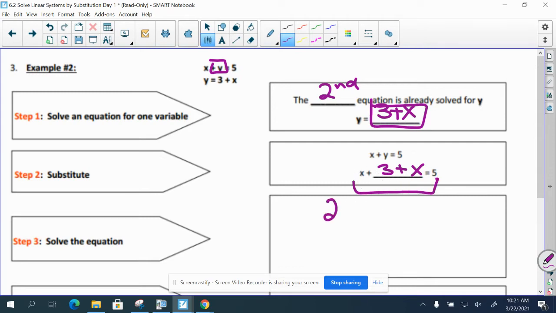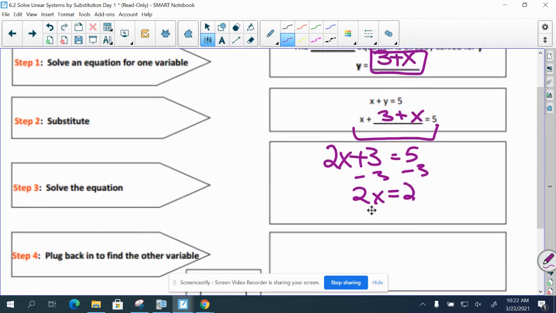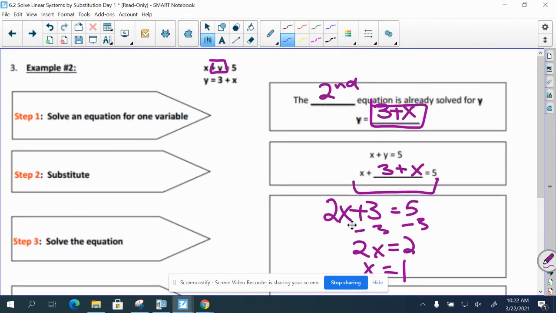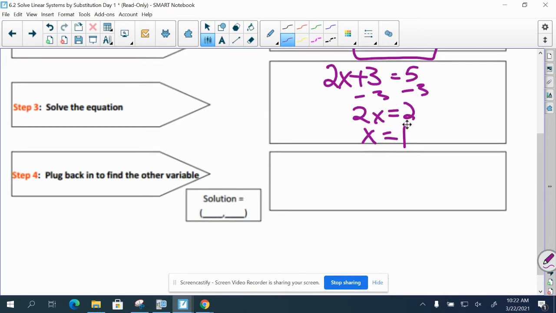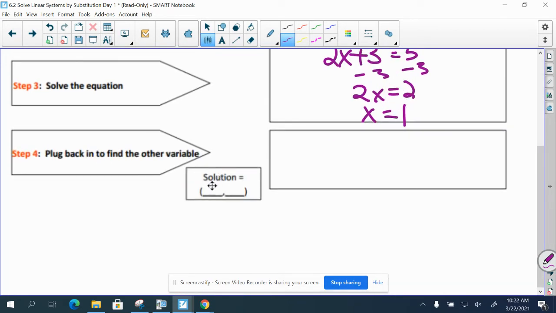So that would make 2x plus 3 equals 5. Subtract 3 on both sides, and you get 2x equals 2. Divide by 2, and you get x equals 1. Now for this one, we do have to plug 1 back in for x. We can do either equation, but the one where we already solved for y would be easier. So if we did 3 plus 1, that would give us 4. So then the solution would be 1 for x and 4 for y. That's where they intersect if you were to graph them like you did yesterday.